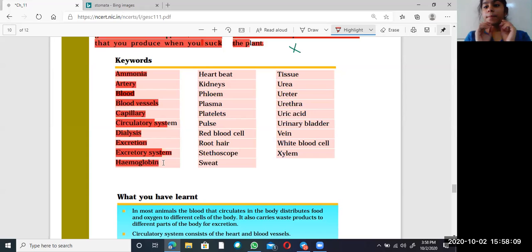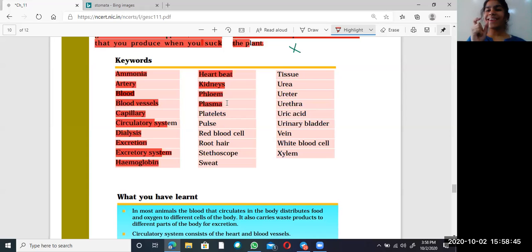Hemoglobin is the red pigment present in your blood which gives blood its red color. It is present in the RBCs. Heartbeat is the number of times your heart beats per minute, usually 72 to 80. Kidneys are the organs which help in the excretion process. They filter the blood. Phloem, we've just discussed, is the tissue which transfers food in the plant.